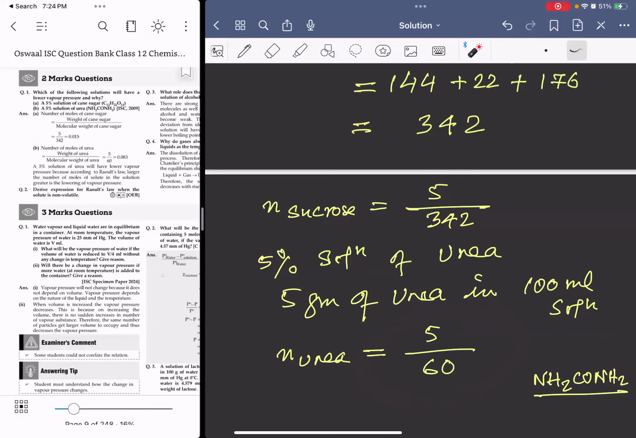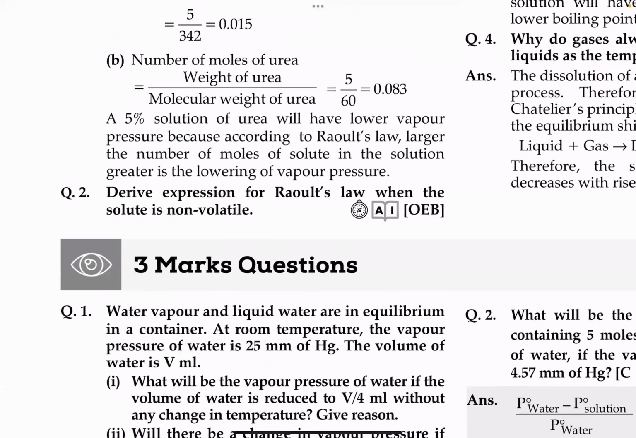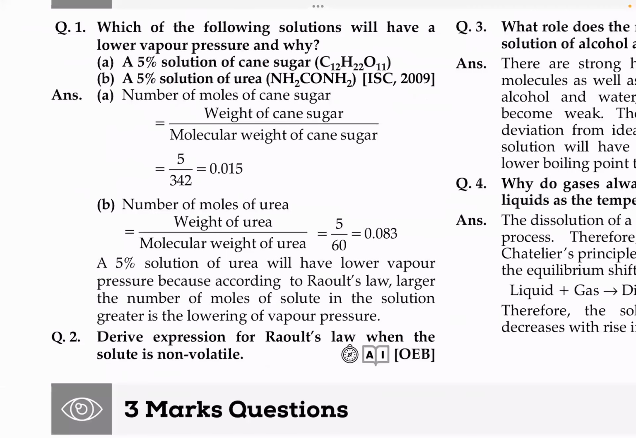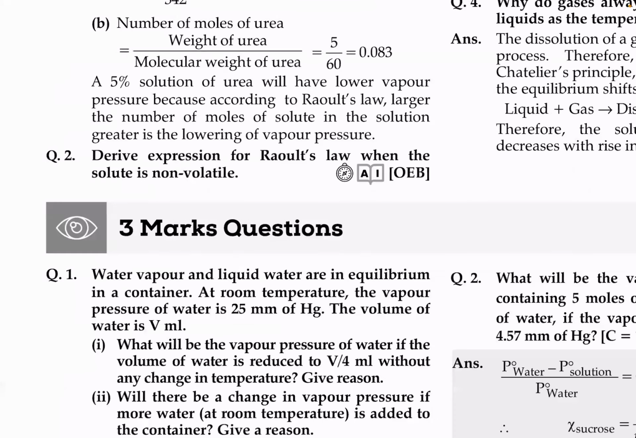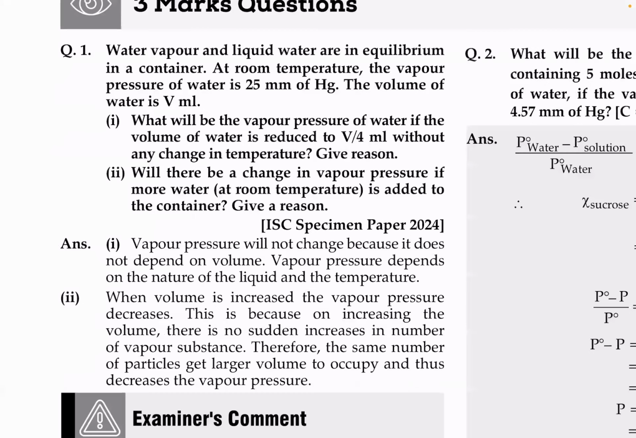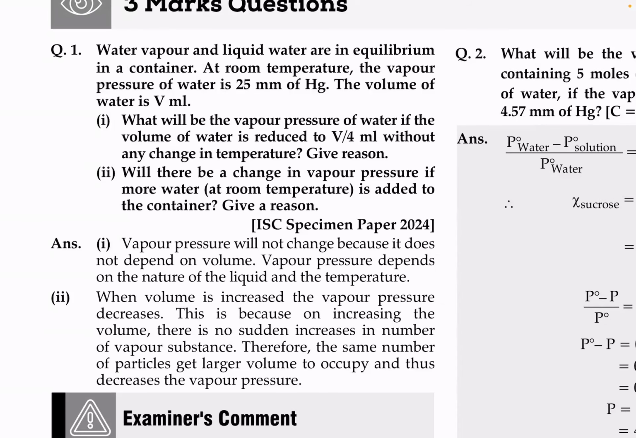Okay. So that was IAC 2009. Then we have this IAC specimen paper 2024. So what does it say? Water vapor and liquid water are in equilibrium in a container. So there's water vapor and liquid water at room temperature. The vapor pressure of water is 25 mm of mercury. So vapor pressure of pure water is given.